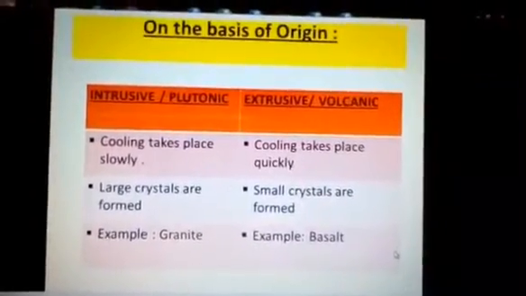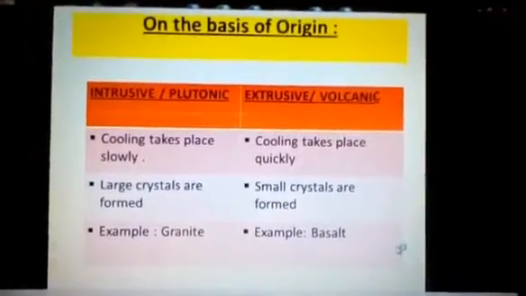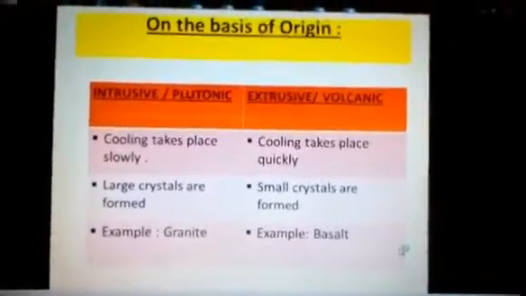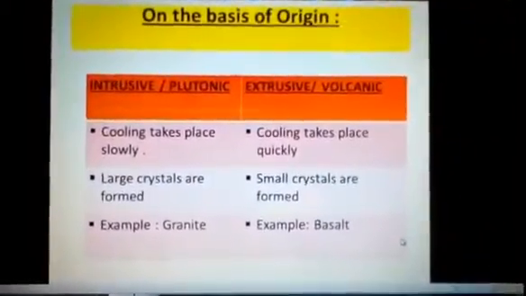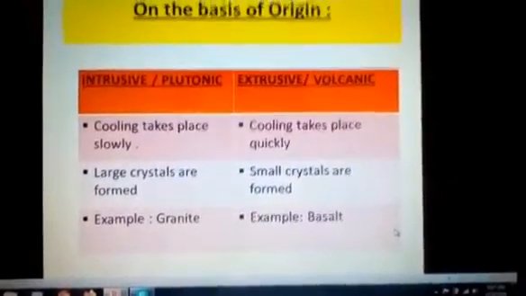Cooling takes place slowly on the inside. Why? Because it is inside the earth's surface, so automatically anything which is inside or covered up will not cool down as quickly, whereas anything left on the surface will cool down faster.